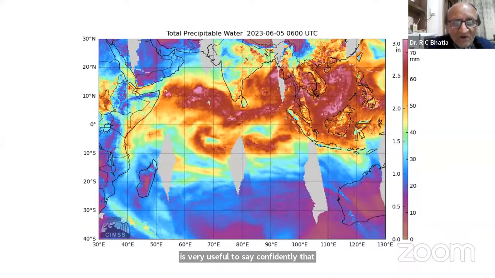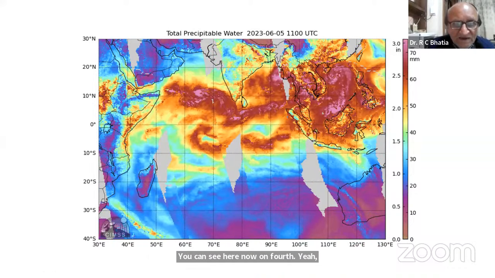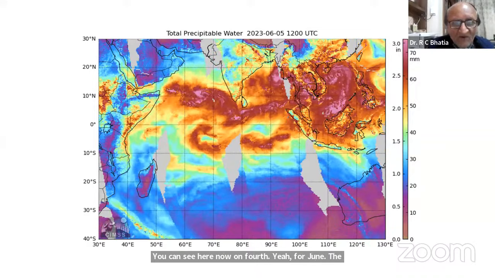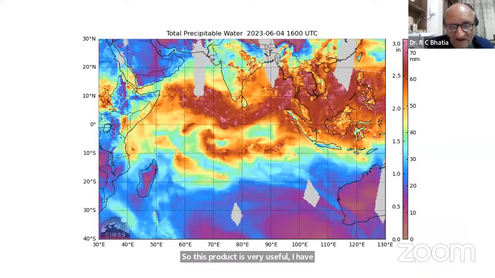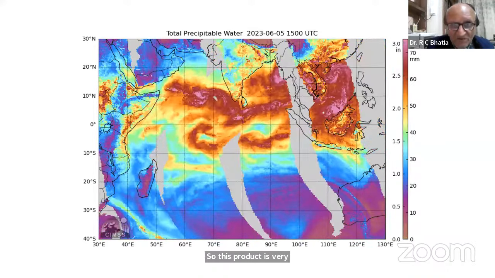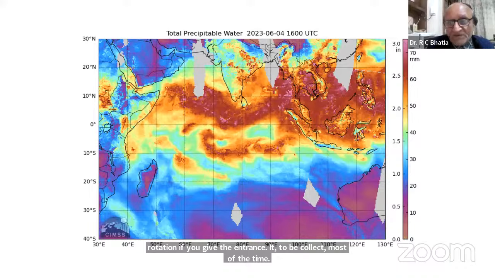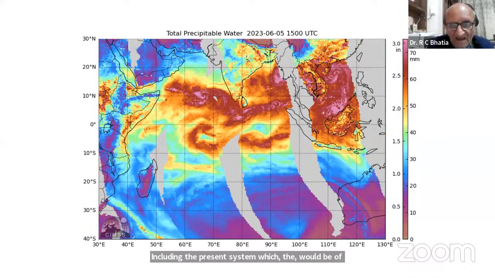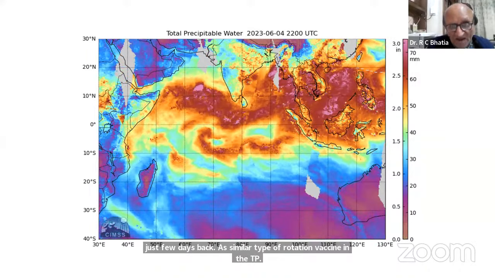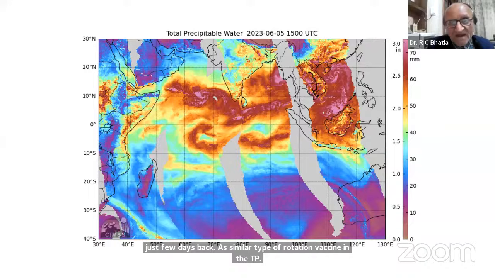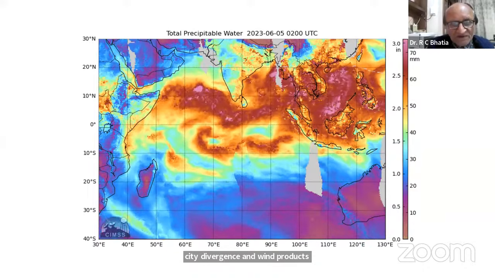You can see here now, on 4th June, the rotation is more. It has now formed. So this product is very useful, I have seen. Based on rotation, if you give the inference, it works out to be correct most of the time, including the present system, which formed over the Bay of Bengal just a few days back. A similar type of rotation was seen in the TPW data. Of course, along with that, we have to see vorticity, divergence, and wind products. Also, sometimes they show these features.